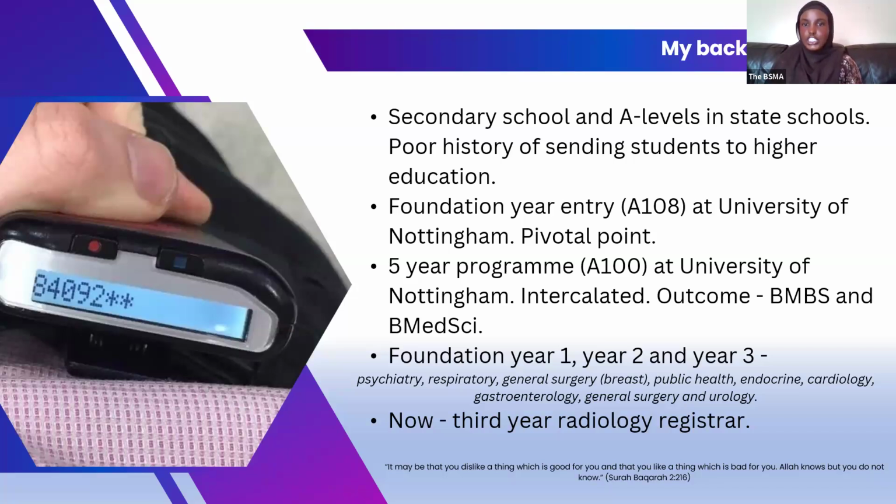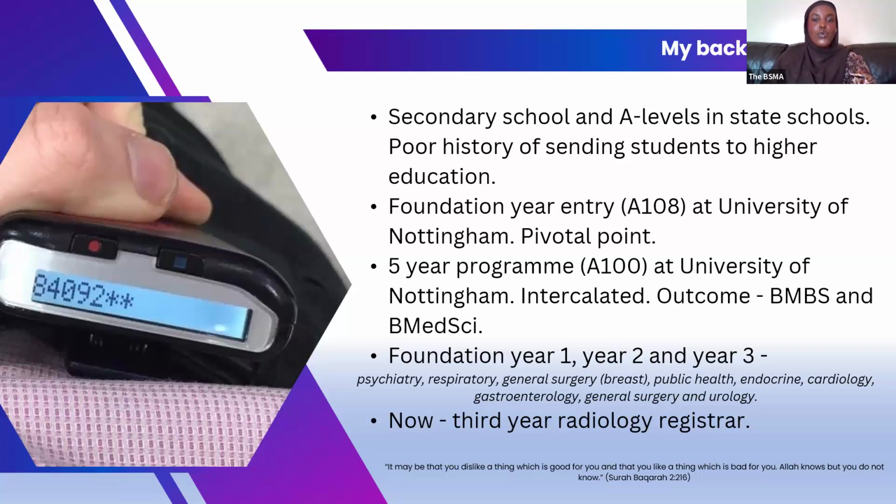I also did the intercalation, with the outcome being getting my bachelor's in medicine and surgery, as well as a bachelor's in the medical sciences. I then came back to my local area and did foundation year 1, year 2, and year 3. I did a variety of jobs, guys: psychiatry, respiratory, breast surgery, public health, which not a lot of people get the opportunity to do, endocrine, cardiology, gastro, general surgery, and urology.